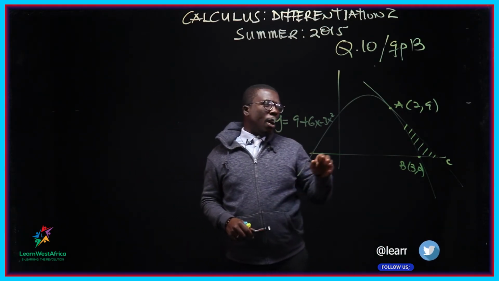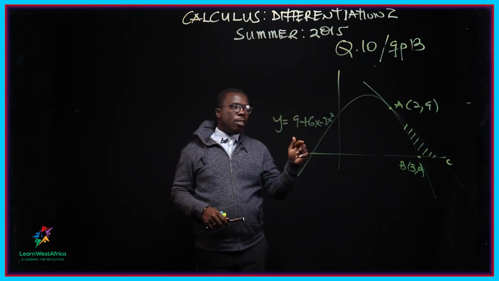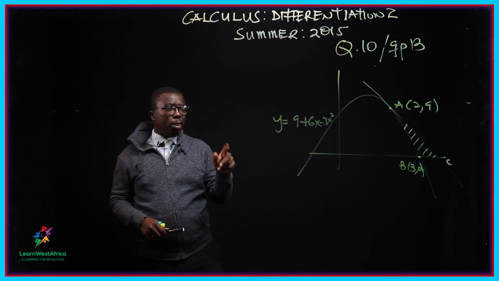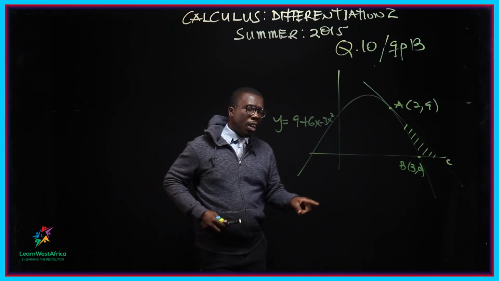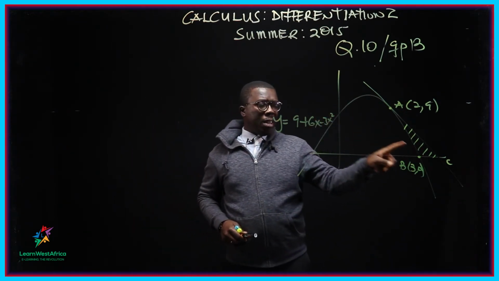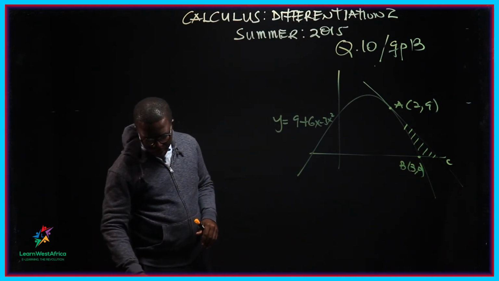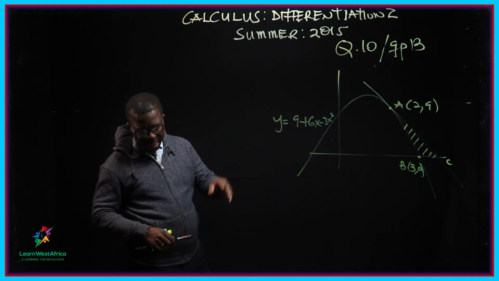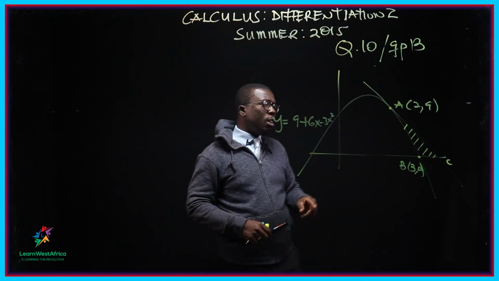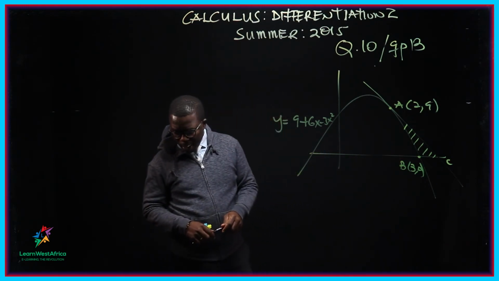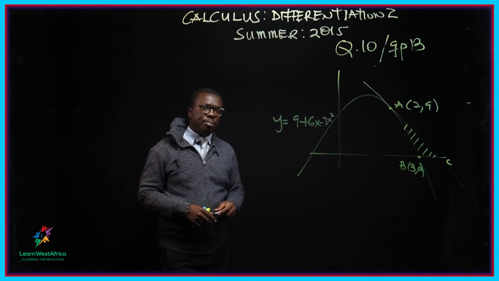revealed, you have A (2, 9) and B (3, 0) on the curve, which has the equation 9 plus 6x minus 3x squared. And the tangent also cuts the x-axis at point C. That's what the problem tells us. And we are being asked to find the equation of the tangent AC. And hence, we should also be able to find the x-coordinate of C. So what do we do here?